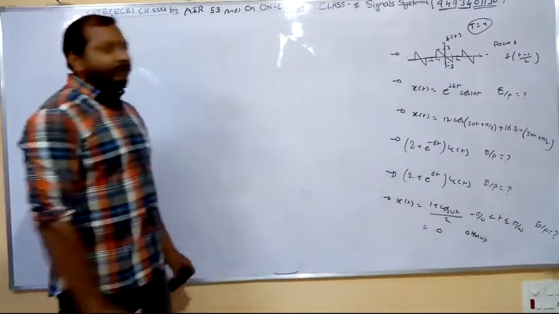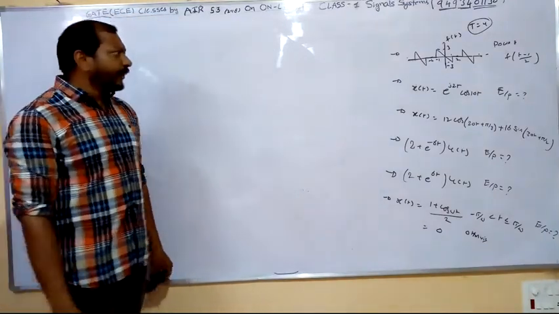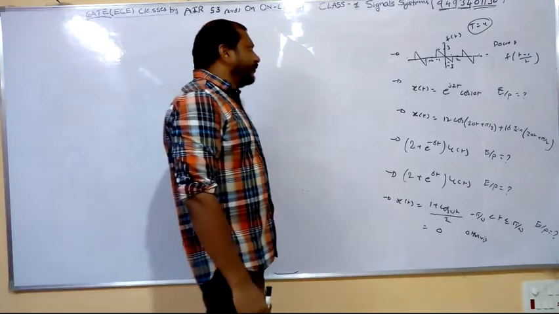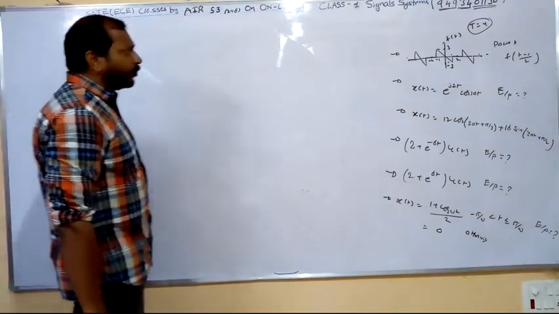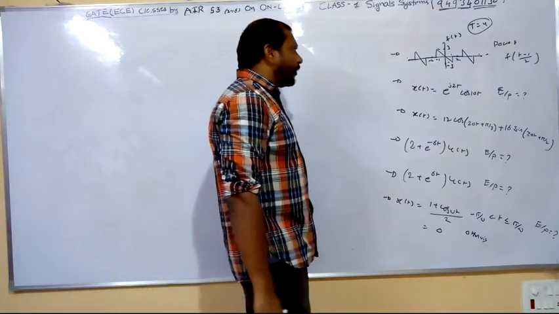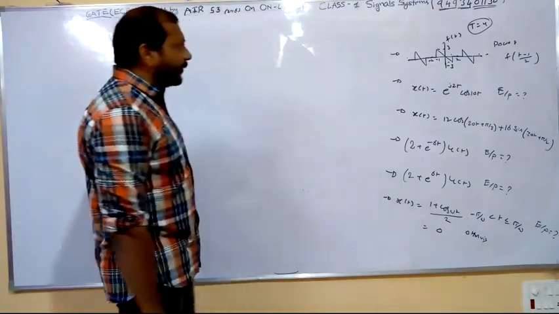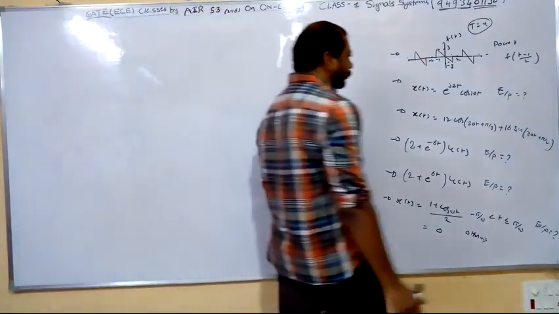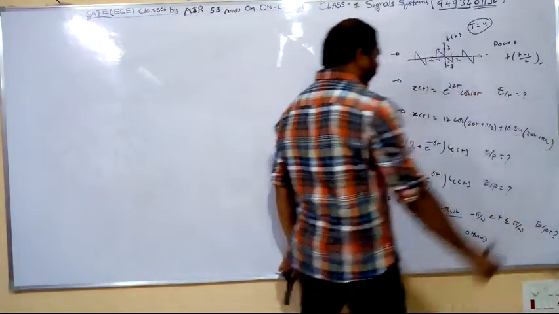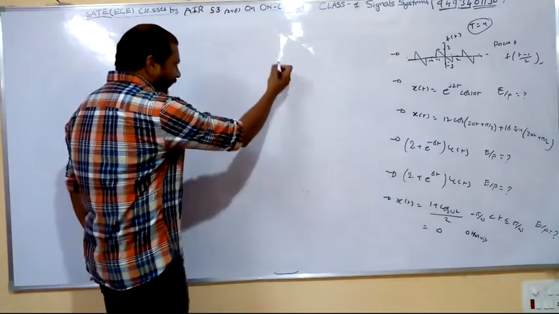Let us consider a first question. Let us write down the question. The given signal f of t is periodic with a period equal to 4. Then what is the power of the signal f of t minus 1 divided by 2?